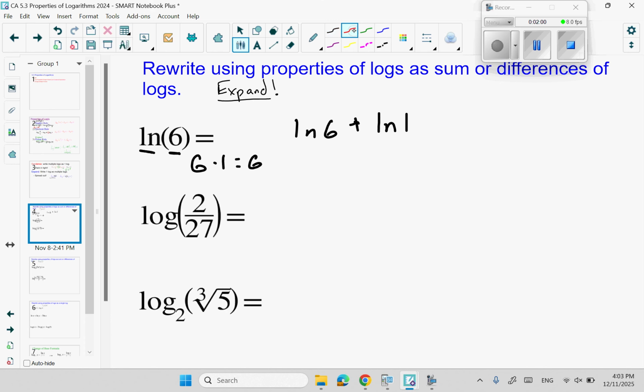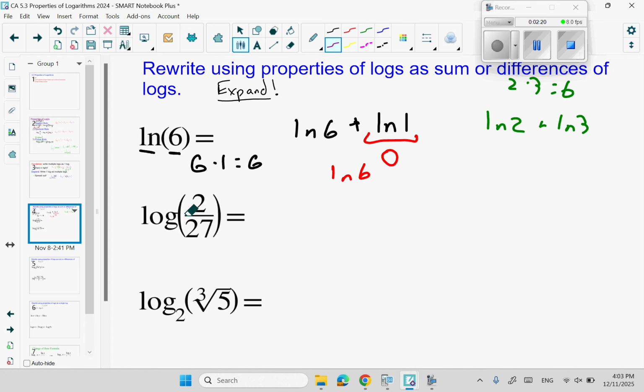Funnily enough, if you remember from earlier sections, log of 1 is 0, so I still get natural log of 6. Otherwise, I could have done it as natural log of 2 plus natural log of 3, because 2 times 3 is also 6. Either one would have been just fine.